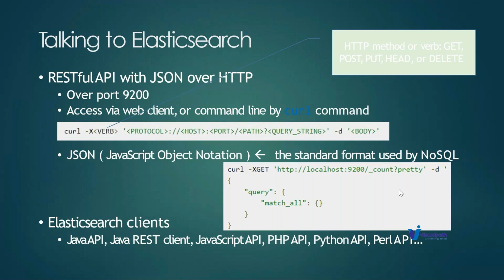You can use JSON also. If you want to run a particular query, you can use the following example. You can use the curl GET command, and you can use a query to match all, which returns all the data. And there are other clients available to communicate, like the Java API, REST client, PHP API, Python API, and Perl API.